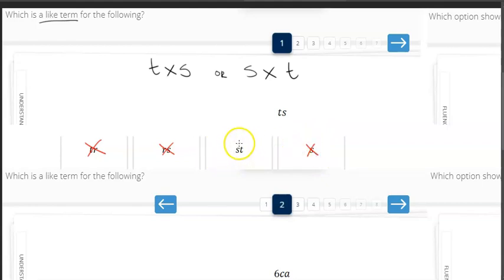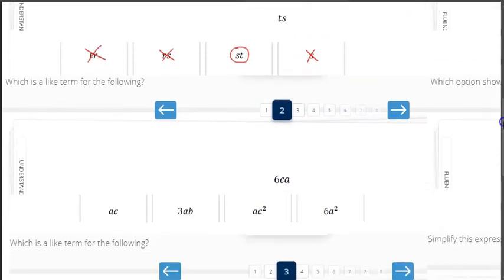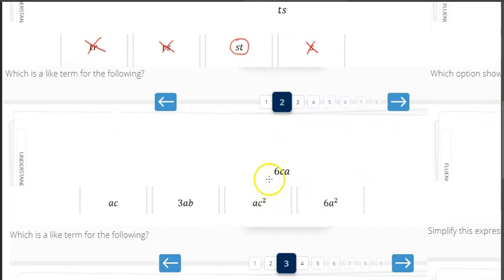So ST is the like term because ST just means S times T. Now, even if there was a number in front of it, this makes no difference. ST is TS's like term. And we're going to find a like term for this following expression here.